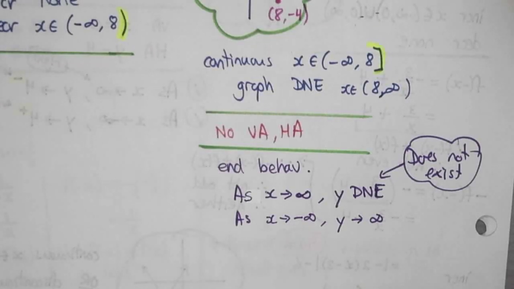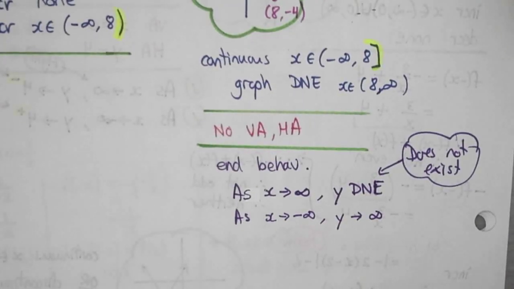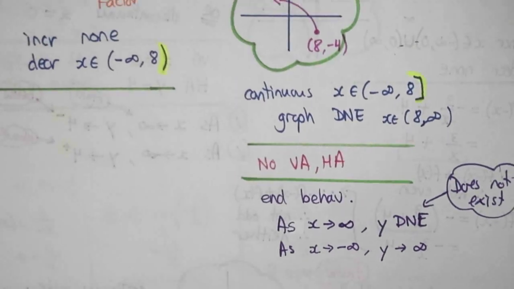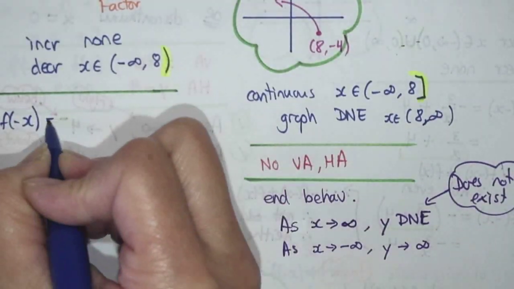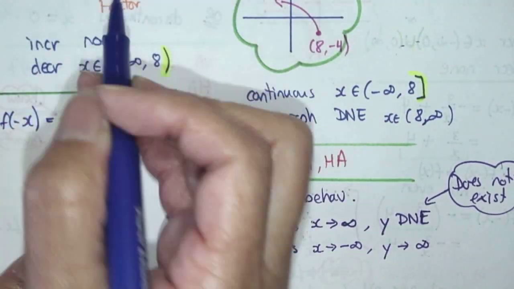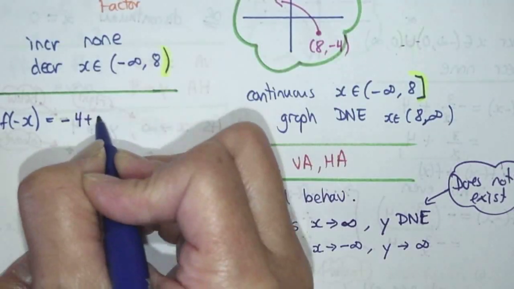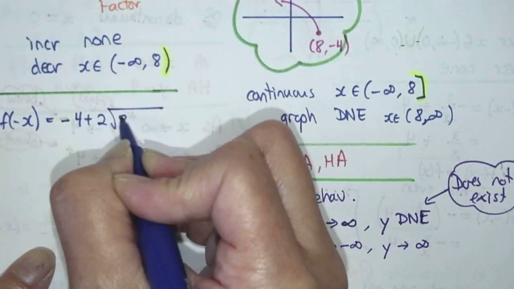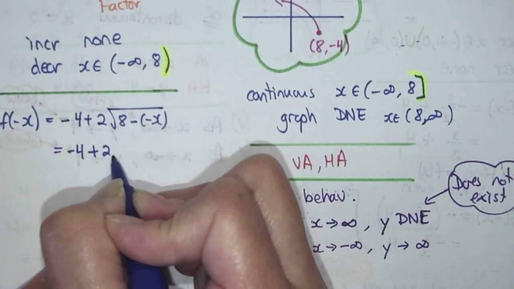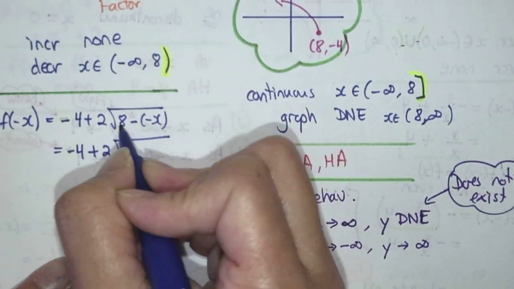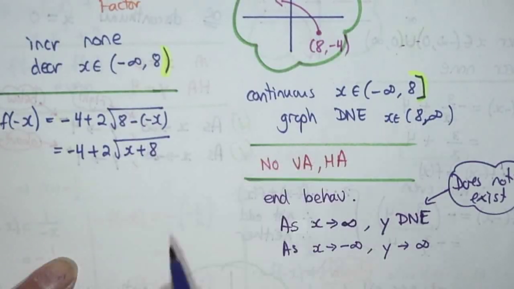All right, and now let's check the odd even. Odd even neither. So let's first thing we do. Okay, we move over. F at negative x. Right, step 1. You can put it into either form. I guess I'll just put it into the original. Safer, 8 minus negative x. So negative 4 plus 2. This will be 8 plus x, so x plus 8.